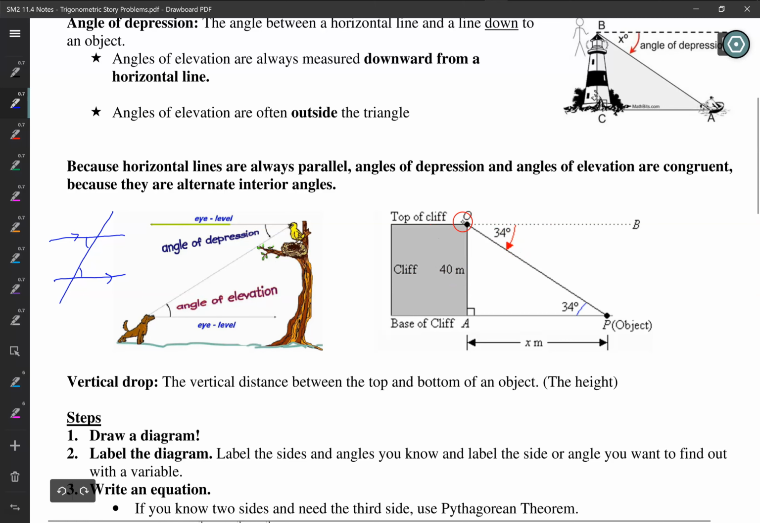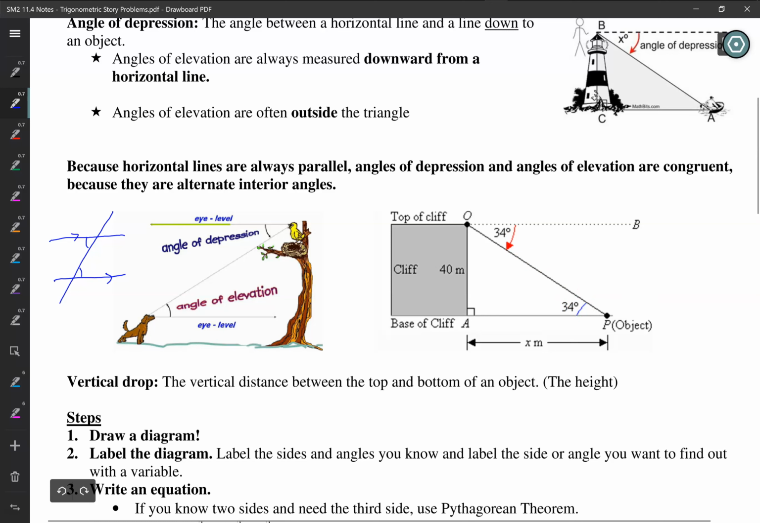So here's an example right here. This angle, the angle of depression from the top of the cliff down to the object, measures 34 degrees, and the angle of elevation from the object to the top of the cliff measures 34 degrees. So that angle of elevation and that angle of depression are congruent. They're the same size. That's something handy to keep in mind that can help you when you're setting up your diagram.